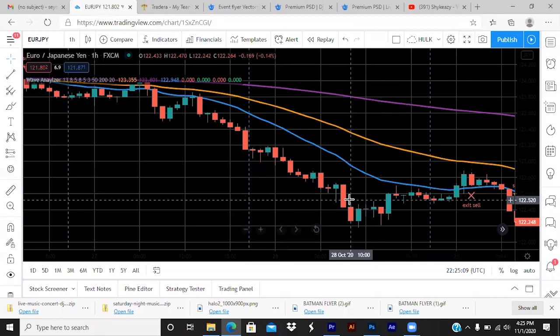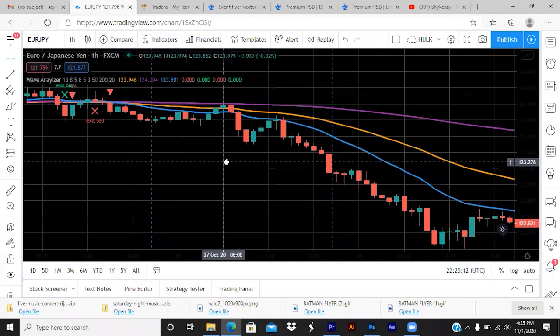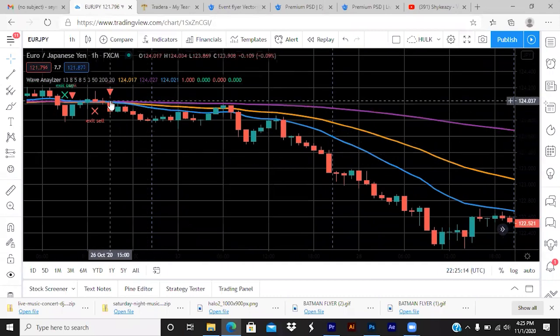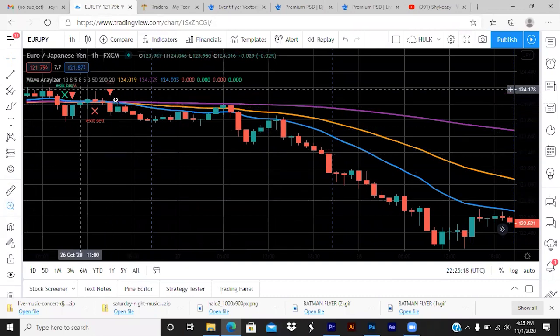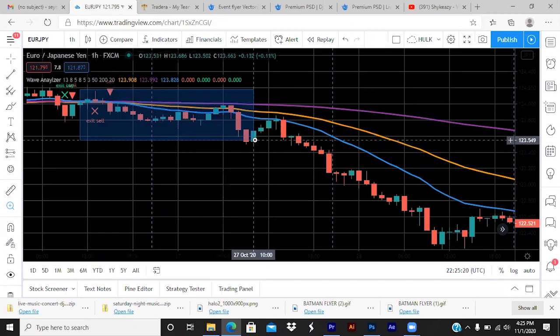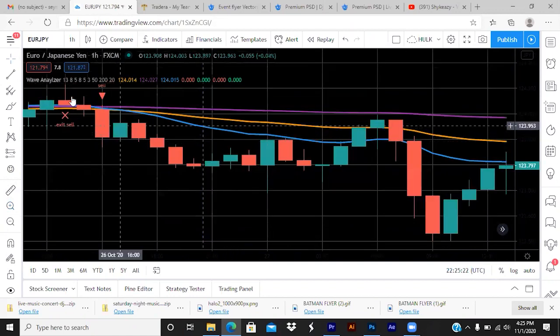As you see, they always come back to the aqua. So you will want to get your entry as close to the aqua as possible. So this trade right here, if we zoom in, it actually formed right on the aqua. Some signals won't form on the aqua, but this one formed right on the aqua.